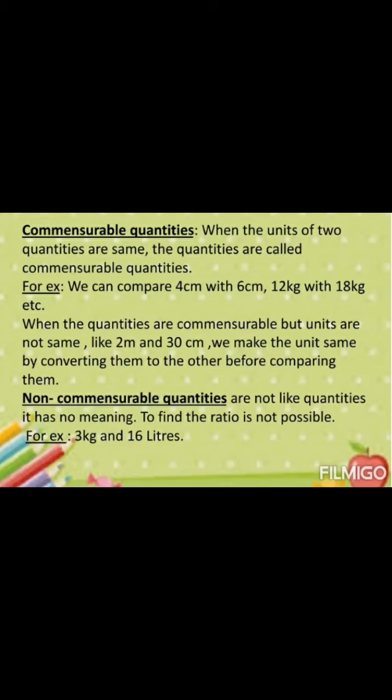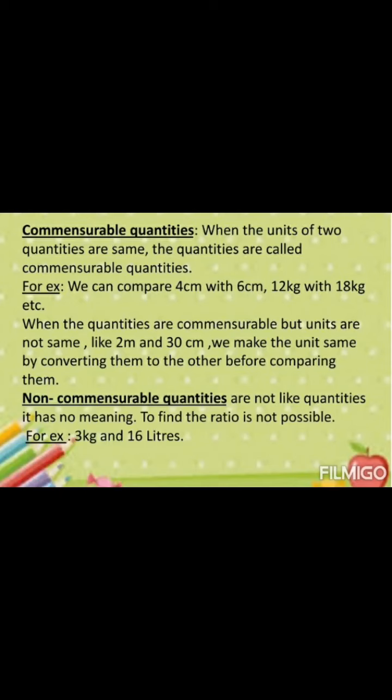Next topic is commensurable and non-commensurable quantities. When the units of two quantities are the same, the quantities are called commensurable quantities. Here you can see 12 kg with 18 kg. Both units are the same and having the same quantity, that is weight, right? So these are commensurable quantities.